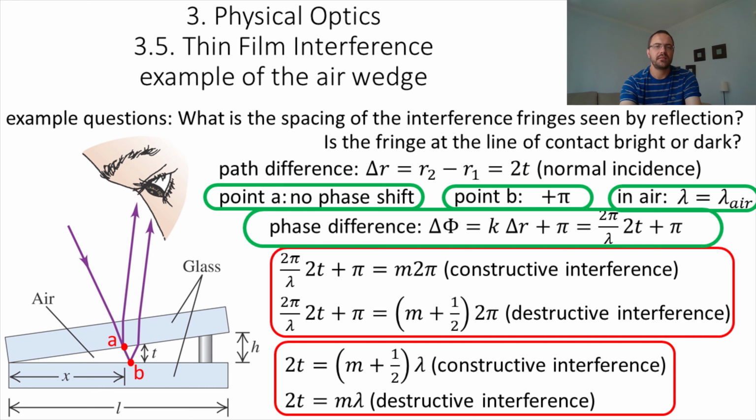And then write the interference conditions. If the phase shift is m 2 pi, then we have constructive interference. And if the phase difference is (m plus 1/2) 2 pi, then we have destructive interference, right? And the rest is just mathematics. Right? So to make sure you understood, let's do it again, right?